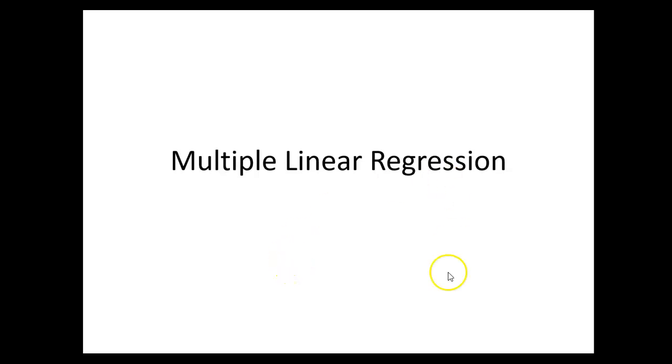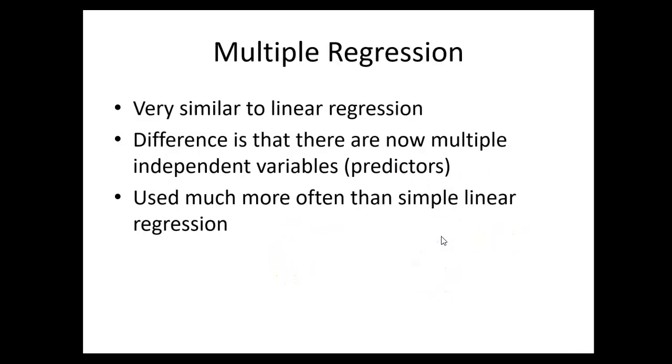Today we are going to be covering multiple linear regression, and this is not going to take too long because it's very similar to linear regression. The main difference is that there are now multiple independent variables. If you have read research studies, you'll probably notice that a simple linear regression, so just one independent variable, is not often used. Multiple regression, or some form of it, is a lot more common.